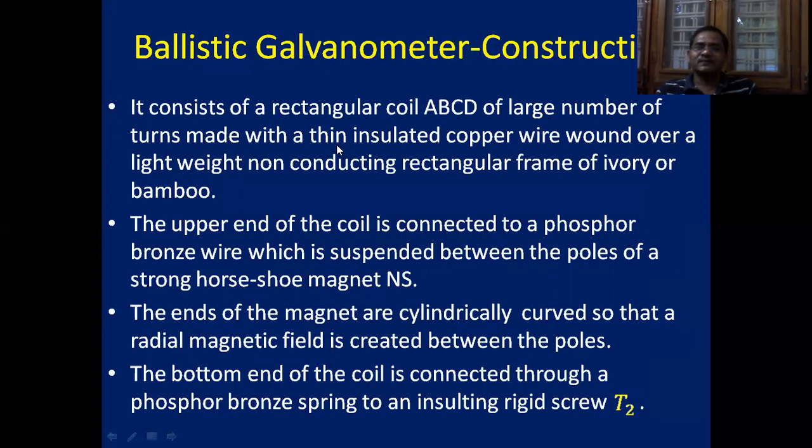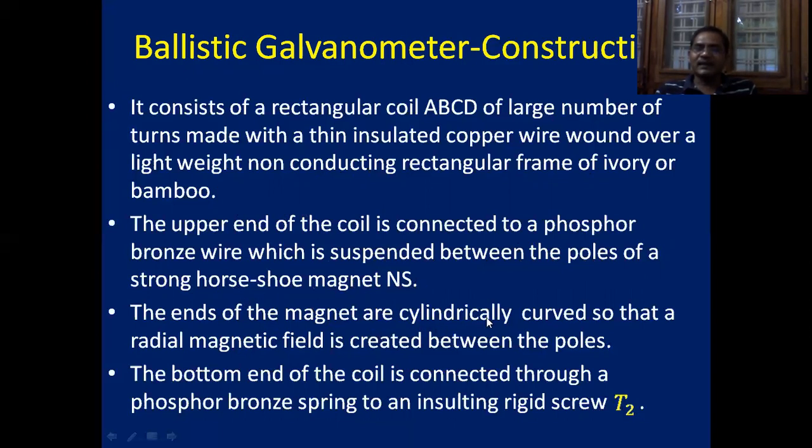So what I am saying is, in the construction, it consists of a rectangular coil ABCD, which has a large number of turns of thin insulated copper wire wound over a lightweight non-conducting rectangular frame of ivory or bamboo. The upper end is connected to the phosphor bronze wire. That coil is suspended between the poles of a strong horseshoe magnet, N and S.